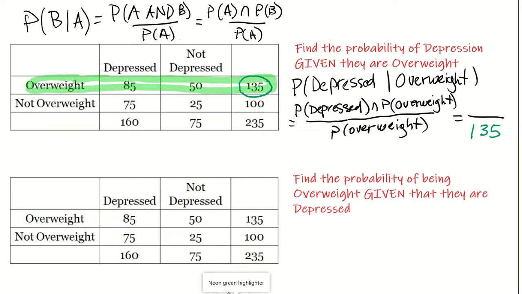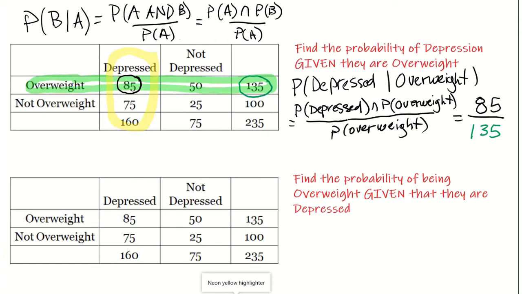The next thing I want is to find the intersection between depressed and overweight. So I've already got my overweight participants, and now I want to look at my depressed participants. And what I'm looking for is where is the intersection between depressed and overweight. And I see that it's right here at 85. That's where the yellow and the green crosses. So that's my intersection, and I'm going to put that right here at the top.